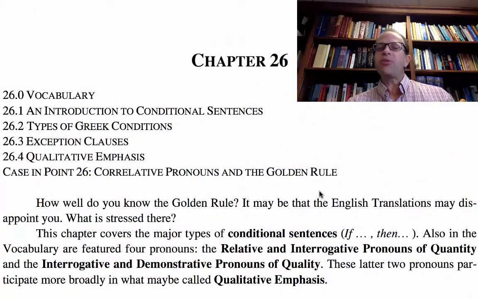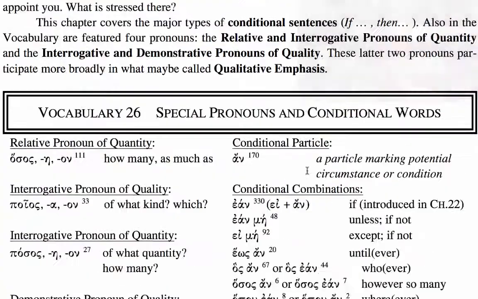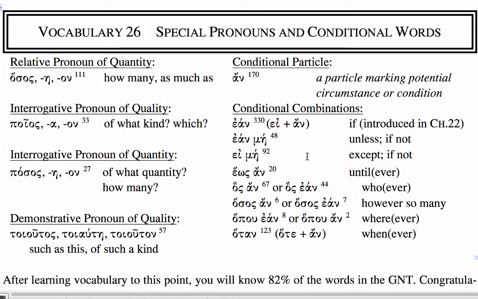Right now we're looking at Chapter 26, which will discuss conditional sentences, types of Greek conditionals, and then look at exception clauses, and then very briefly consider qualitative emphasis. So let's continue by looking at the vocabulary. Here we're going to be looking at some special pronouns and conditional words.